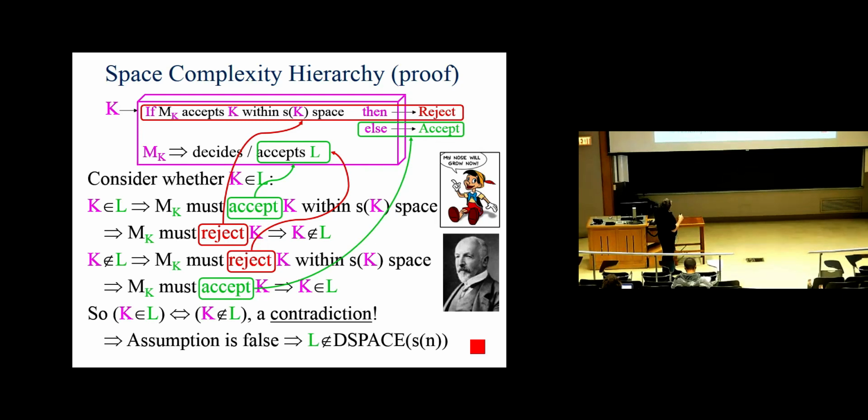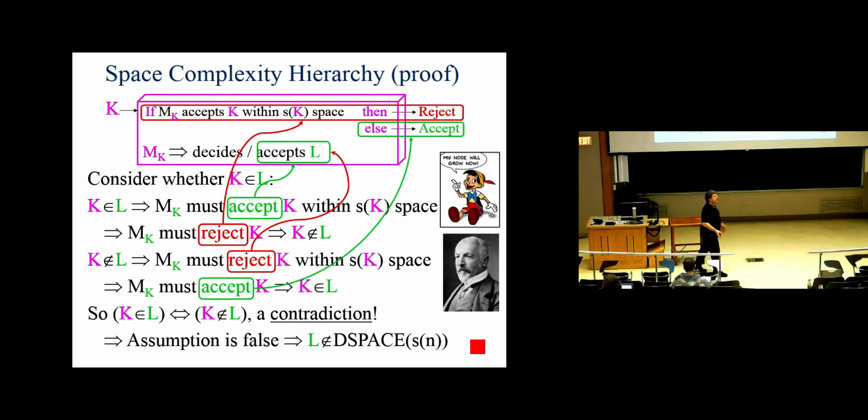If you feed its own index to itself, and that index is in the language if and only if it's not in the language, it's a contradiction. And the only two assumptions we made are that it's decidable, and it's not even an assumption because we proved it. So for sure it's decidable by simulation, but we assumed it's simulatable within that space bound S of n, and it's not. So there's a language that's decidable, but not within that space.